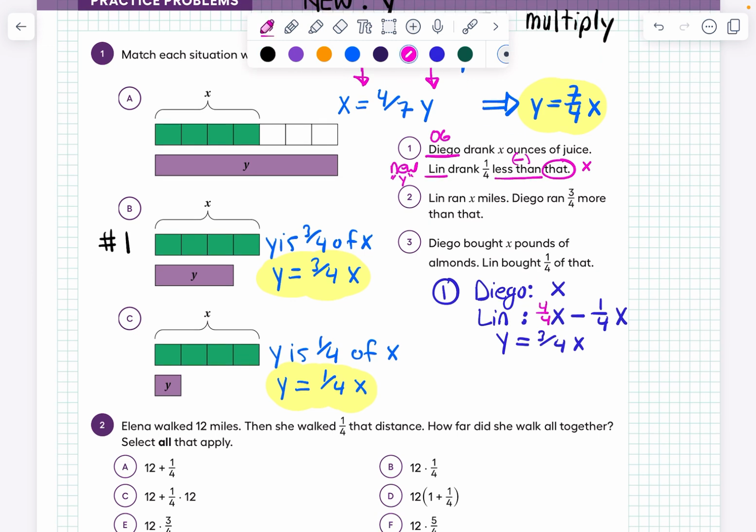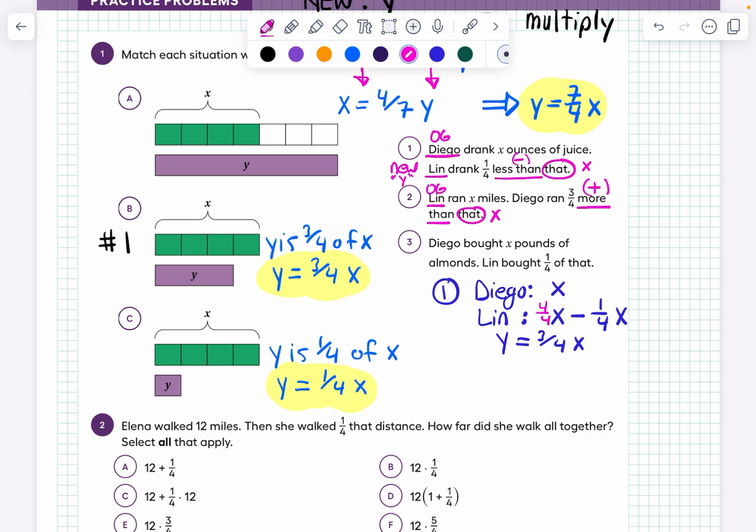And now let's take a look at number 2. Lynn ran X miles. Okay, Lynn's the OG. Diego ran 3/4 more than that. More than means to add. The "that" they're referring to is X.